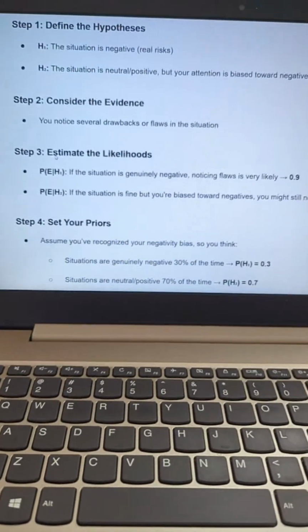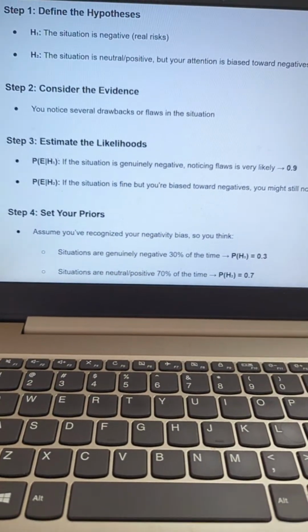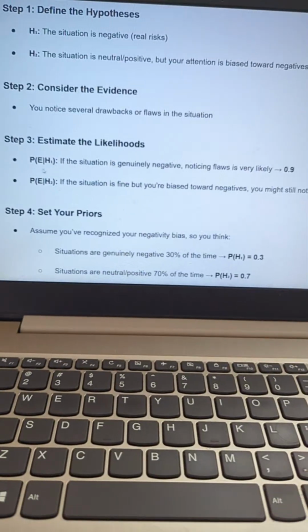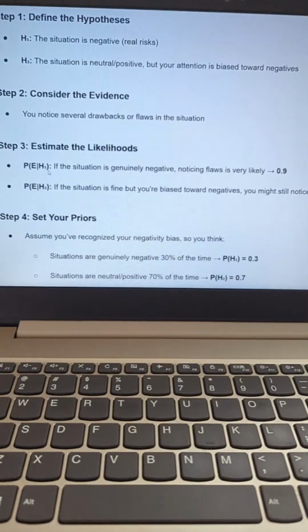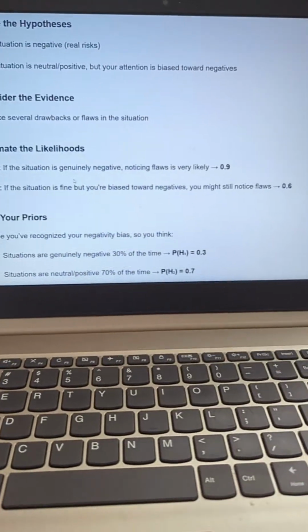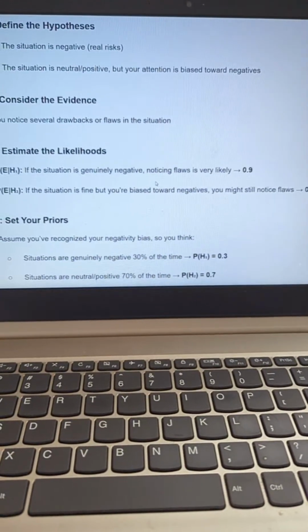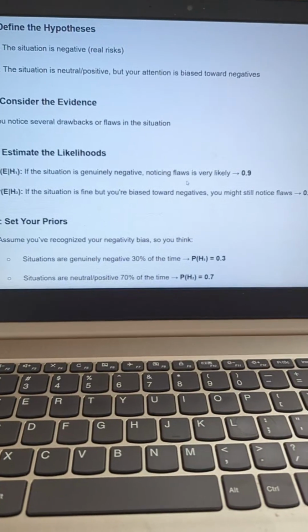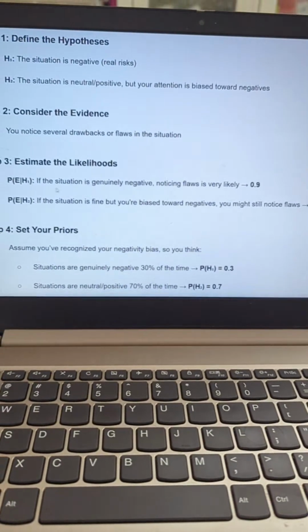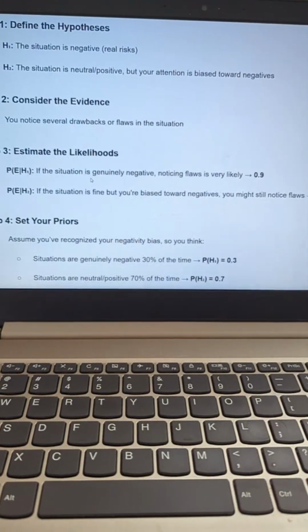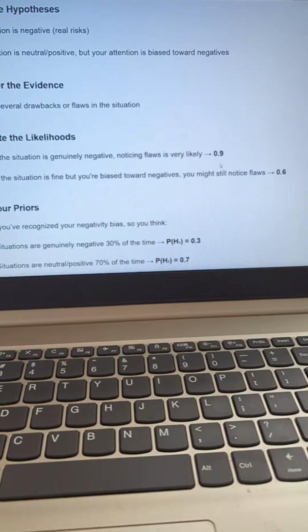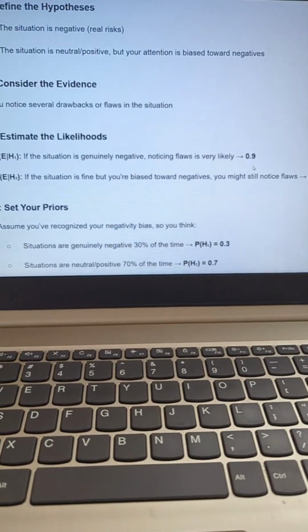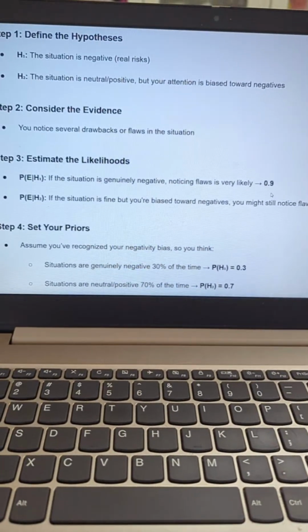So we want to know how to weigh those flaws. Step 3 is we estimate the likelihoods. What is the probability of seeing that evidence if a situation is genuinely negative? In other words, what's the probability that you would notice those flaws if the situation is genuinely negative? Well, I would put that high, right? 90%, isn't that true?